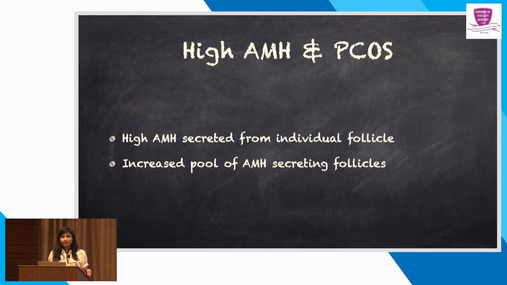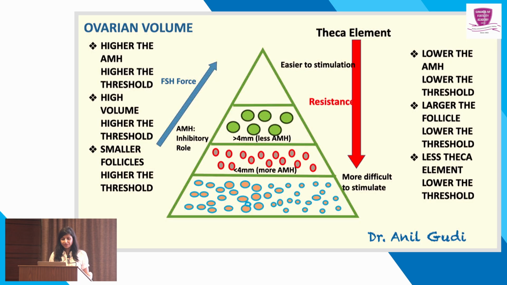So we'll take scenarios like high AMH and low AMH. When we talk about high AMH and PCOS, high AMH is secreted by individual follicles, and the increased pool of follicles will be secreting AMH. So this is a slide, if you hear a lecture from Dr. Anil Gudi sir, he always has this slide describing PCOS and how we can divide it into good PCOS and bad PCOS.